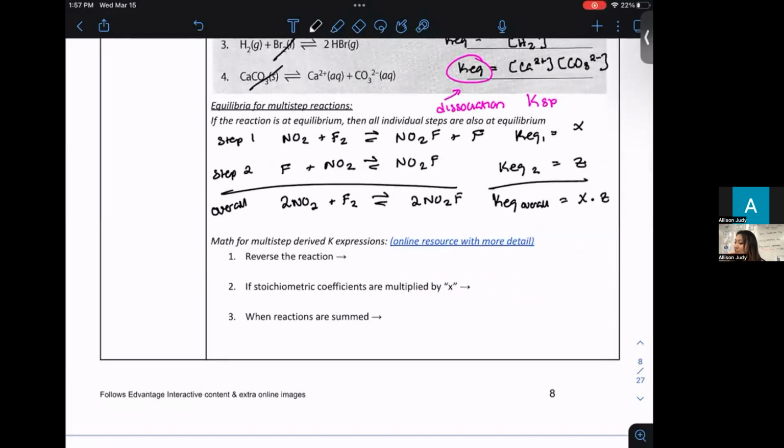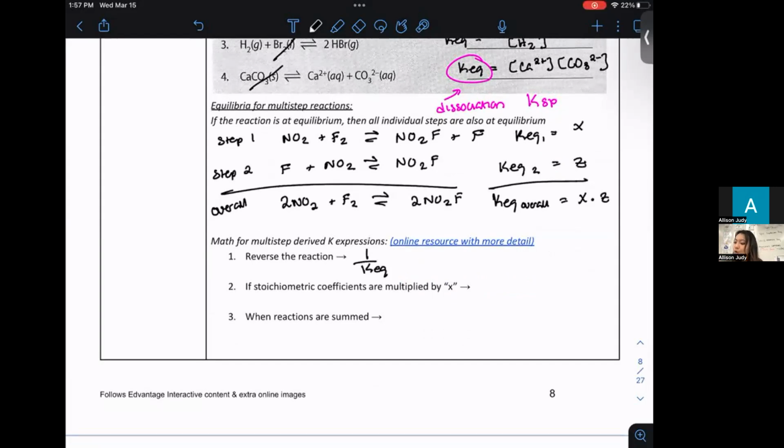Here are the manipulations. If you reverse the reaction to get the overall, you're going to inverse the KEQ. To reverse is to now inverse because we don't really have positive and negative anymore. And if you reverse the reaction, you're flipping your product and reactant. So you're inversing your ratio according to the expression itself.